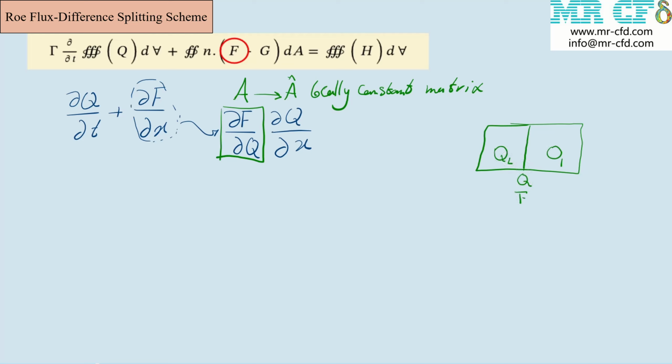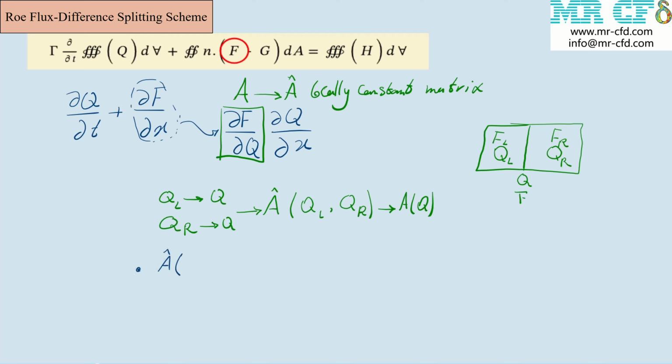If we are considering fluxes at an interface, and if QR and FR represent the values at the right cell of the interface, and QL and FL represent the values at the left side, then as QL and QR approach the interface value of Q, A tilde must approach A. The product of A tilde and the difference in Q across the interface, QR minus QL, must equal the difference in the flux, FR minus FL.